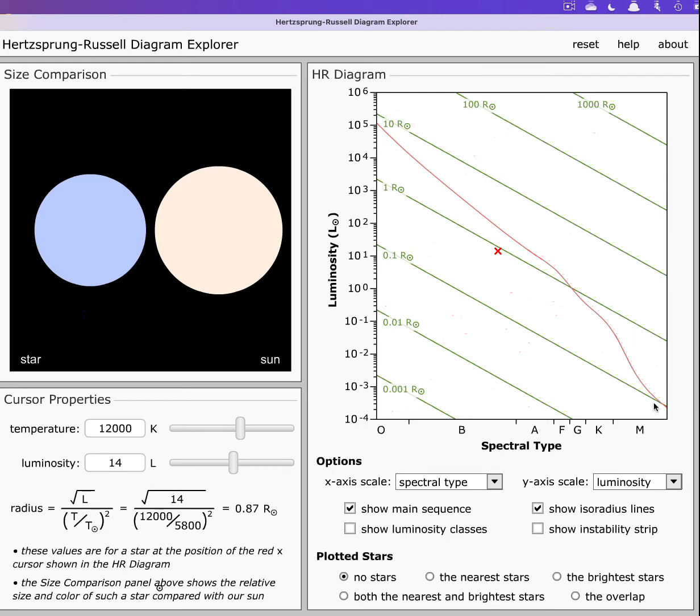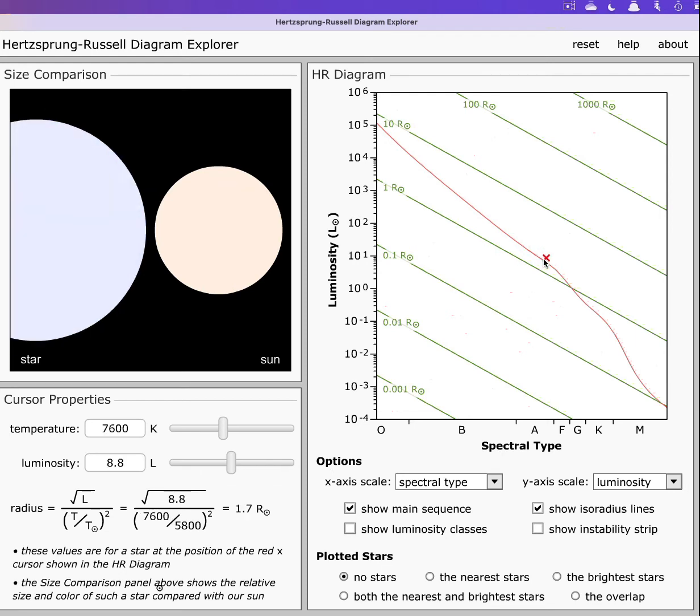So this red line here is what we call the main sequence. Any star that is plotted on the main sequence of an HR diagram is said to be fusing hydrogen into helium. So any star we plot that's not on the main sequence means that it's not fusing hydrogen into helium. It's either fusing a heavier element into something, or it's not fusing anything at all.